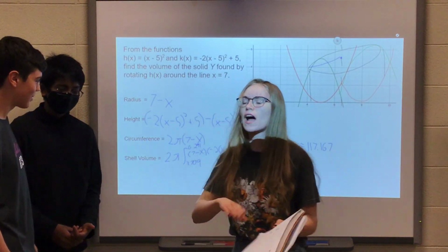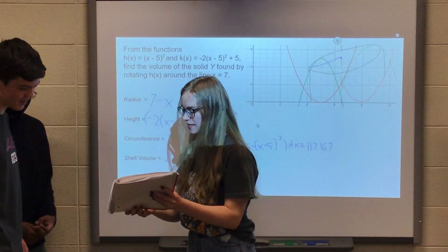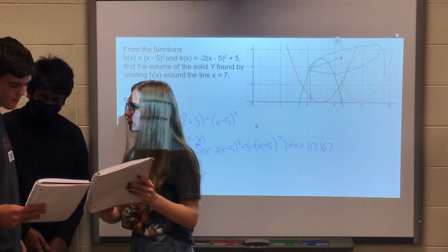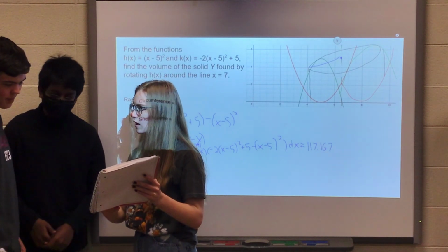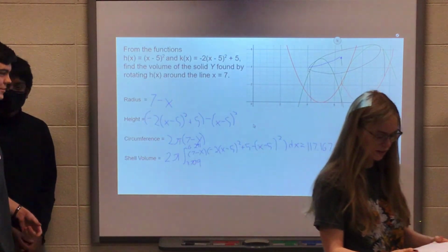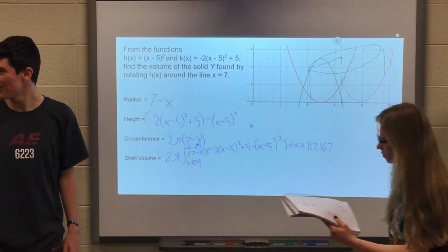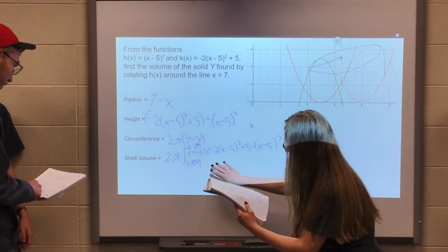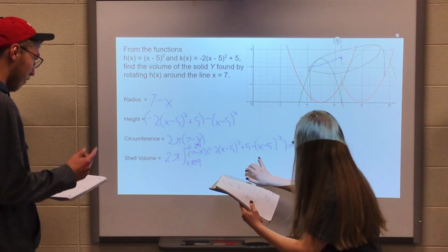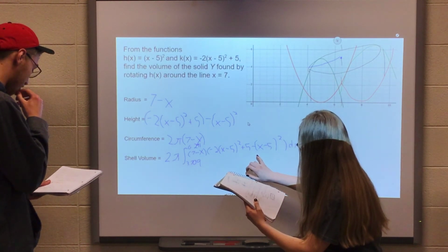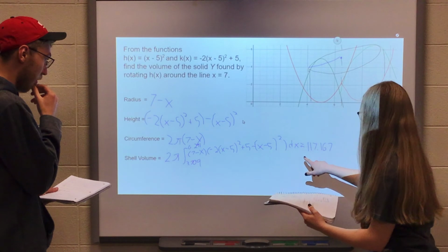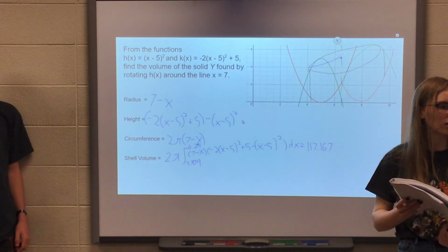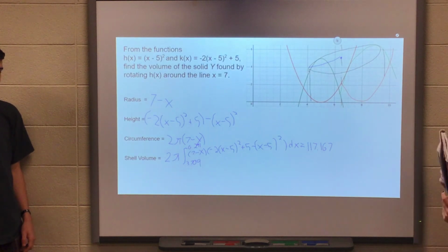Okay, we good? Wait, what's wrong? I got 108. I did this last night. Where are we going wrong? It's the same exact integral that she put up. Maybe I typed it wrong. I might have forgotten parentheses. Three of us get 108, so I don't think it's wrong.